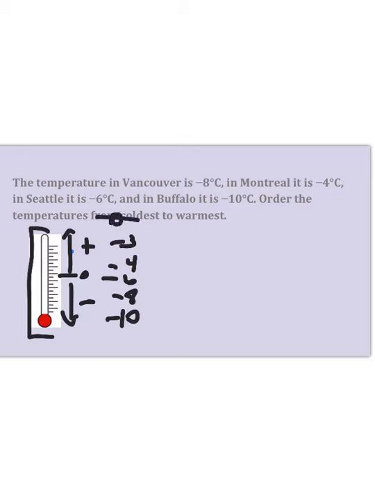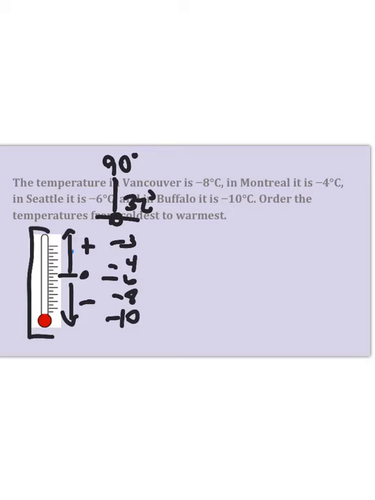Okay, so it says order the temperatures from coldest to warmest. So let's think about the temperature. As it moves up, it's getting warmer because we know when it's 90 degrees outside, it's really, really hot. But as it goes down, 32 degrees is actually freezing. So anything below, it's getting colder. So which one is the coldest?